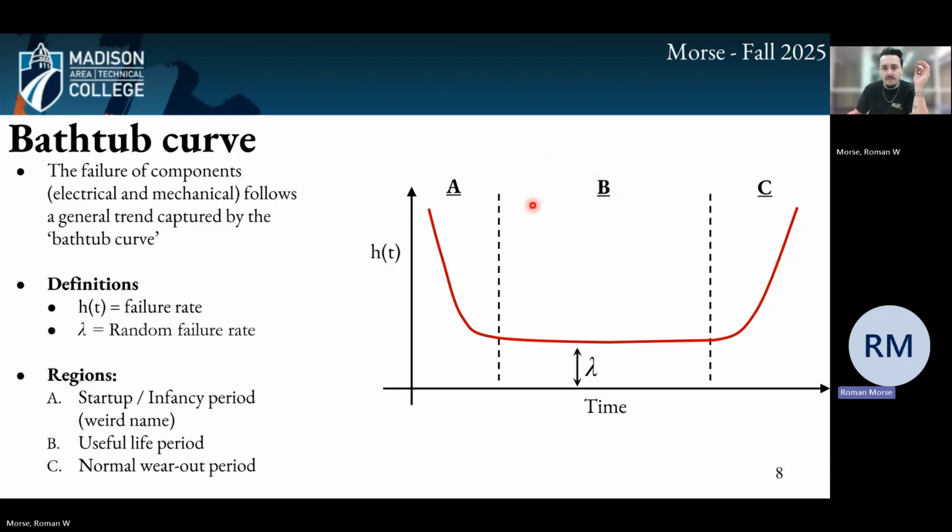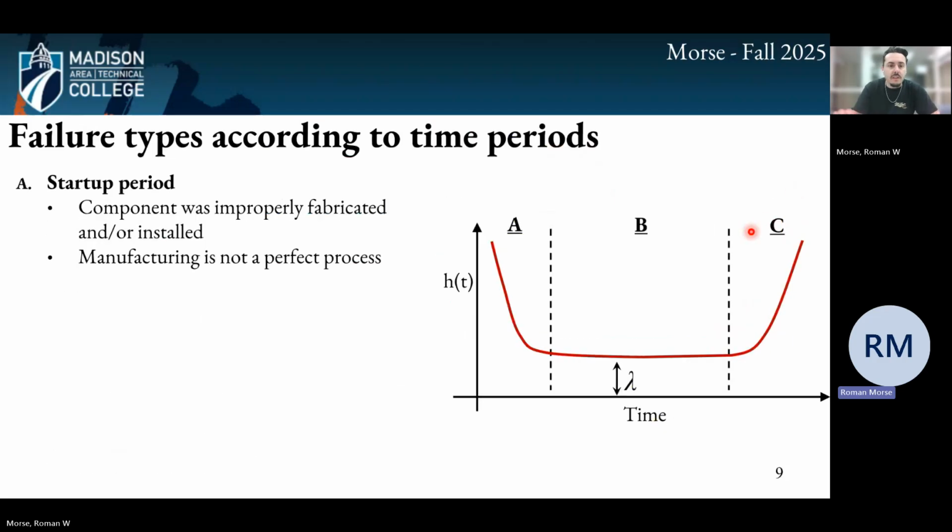This is section B. So this is really where most of our components in our machine operate for their entire lifespan. Then once it reaches its normal or projected lifespan or wear out time, we get to this region C. And you can see that the failure rate in region C starts to go way up. We're going to talk about why that is. First, let's look at the startup period.